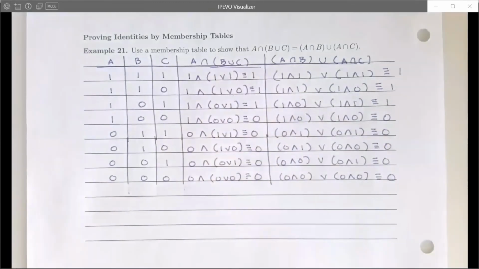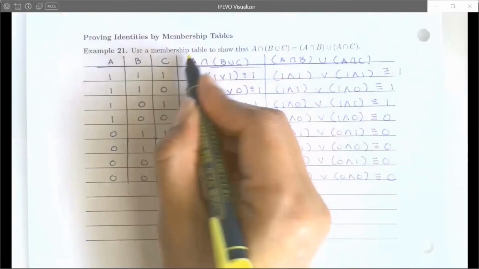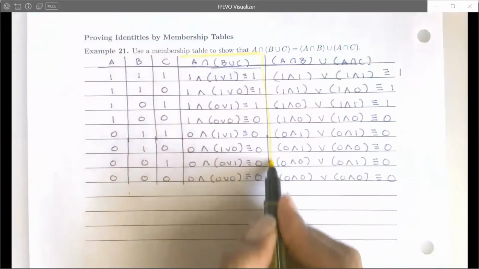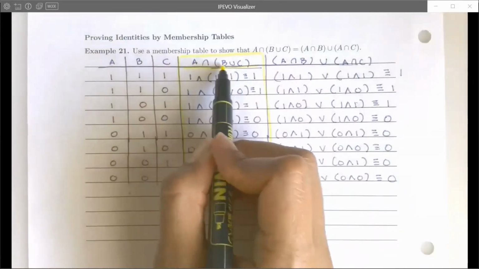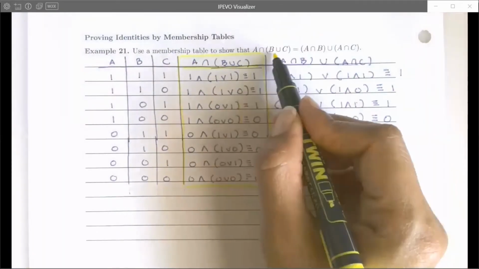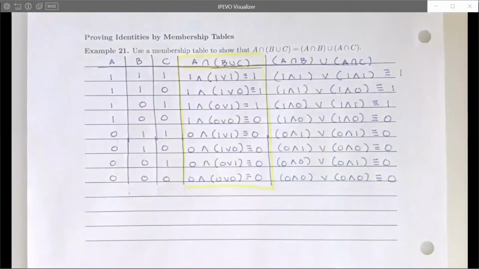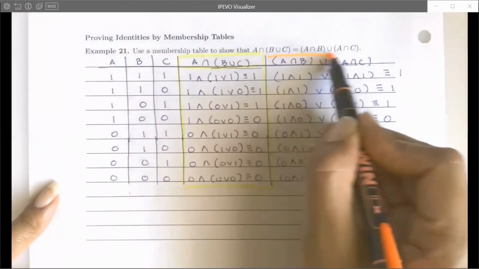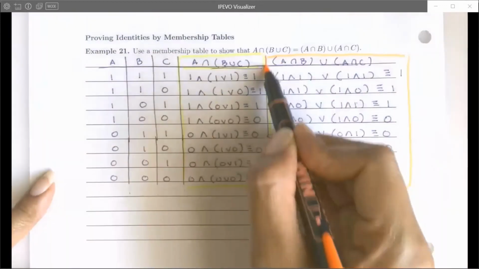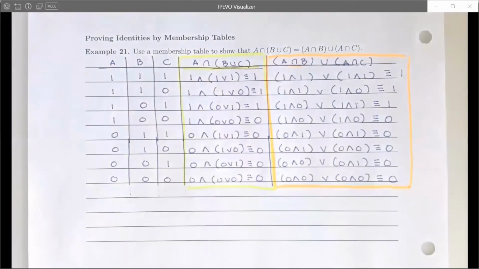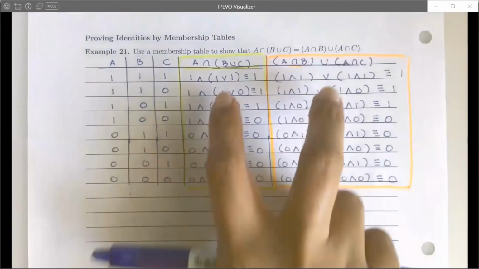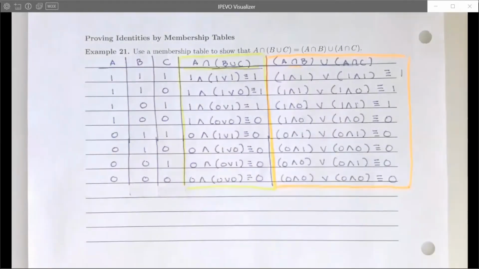Okay, so what do we notice then? Well, we notice that this column that represents the membership of A intersect B union C is the same as the last column, which is representing the membership of A intersect B union A intersect C. So what that means is that both of these sets hold the same elements, right? So because they hold the same elements, they are equal.